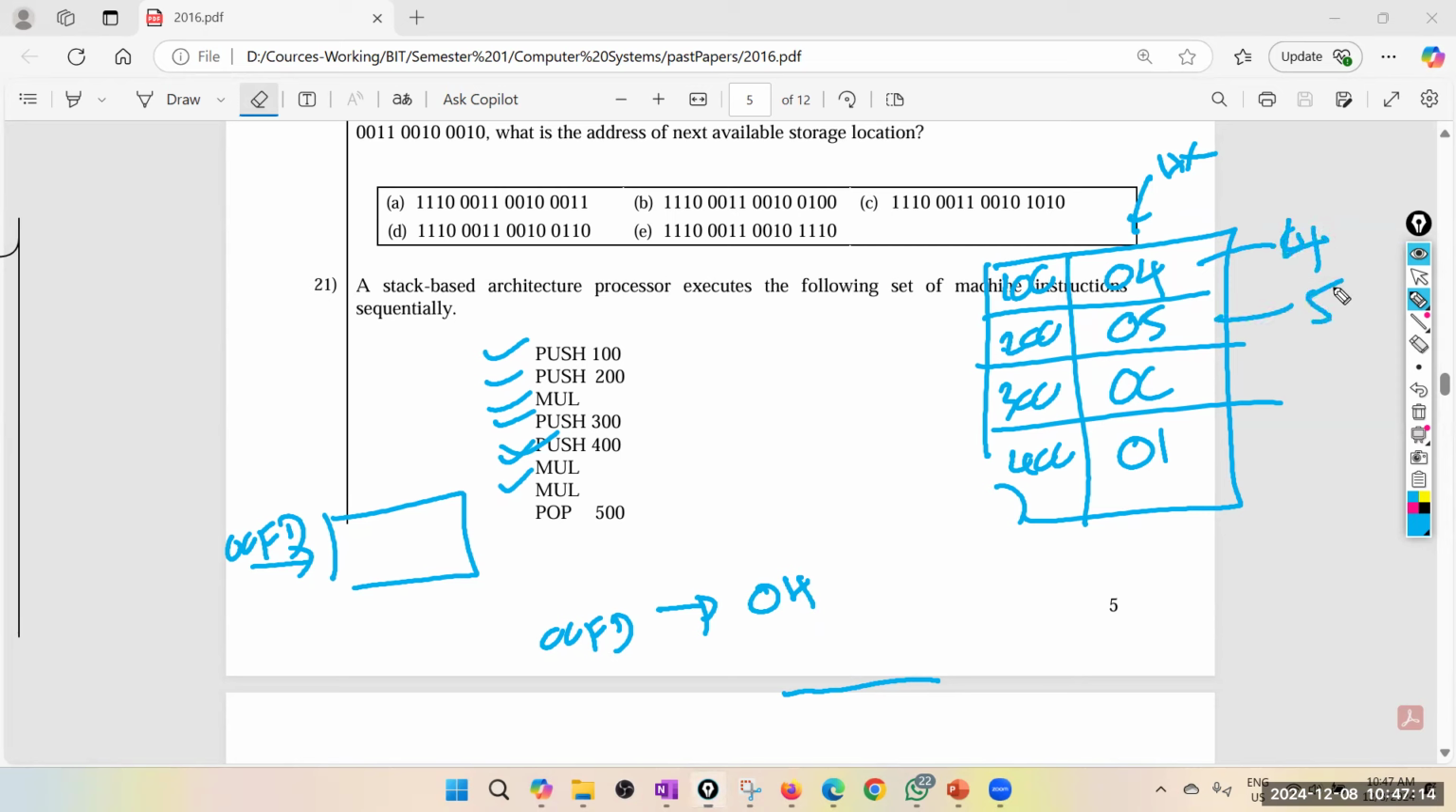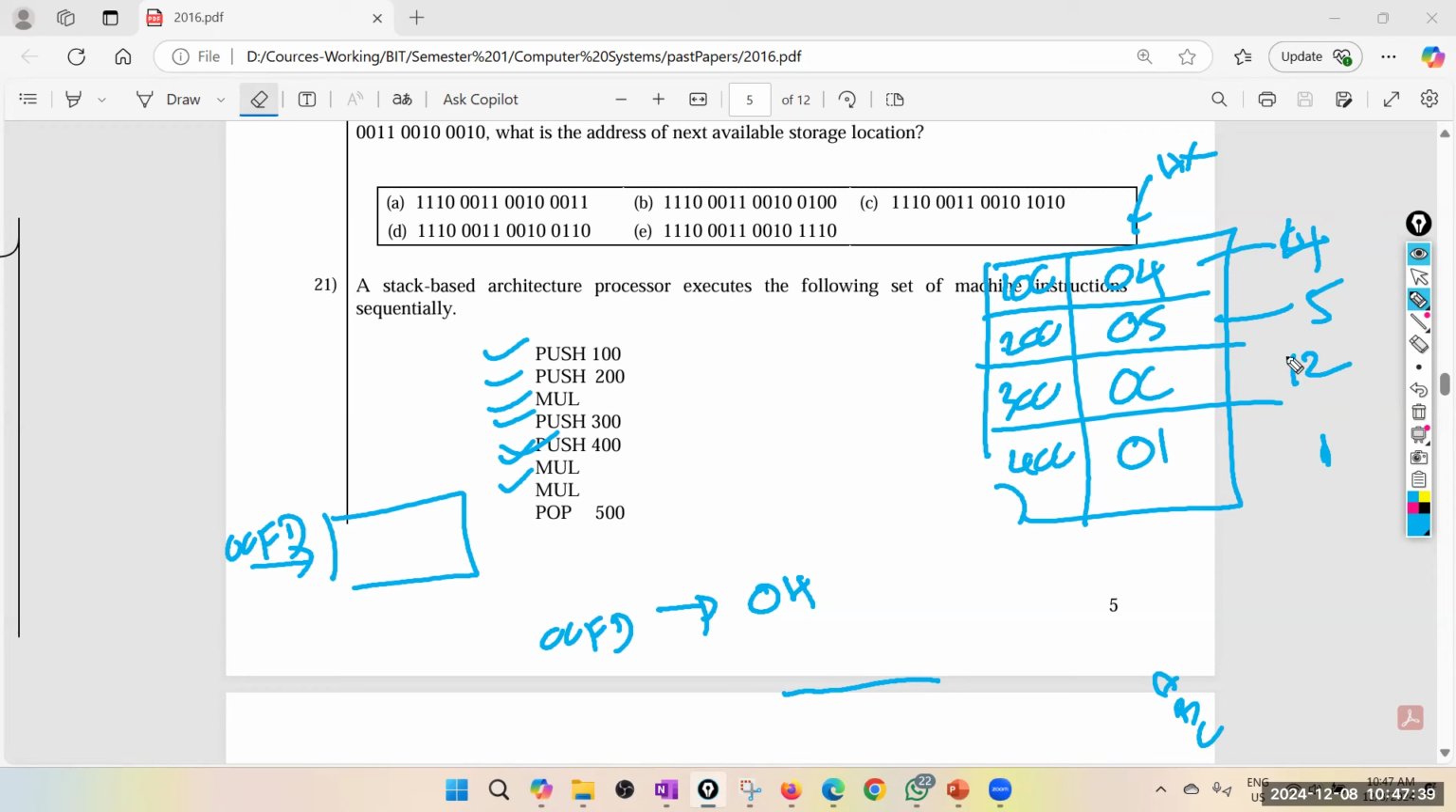This is 5. 0C means 1 into A, B, C, 10, 11, 12. So this is basically 12. Right? So 0, 1 means again 1. These are base 10 numbers. Right, so push 100 means push 4 in base 10.